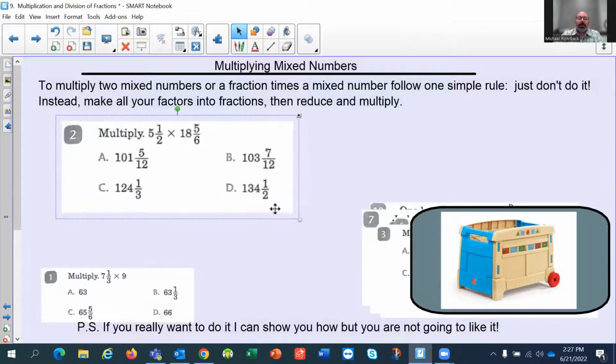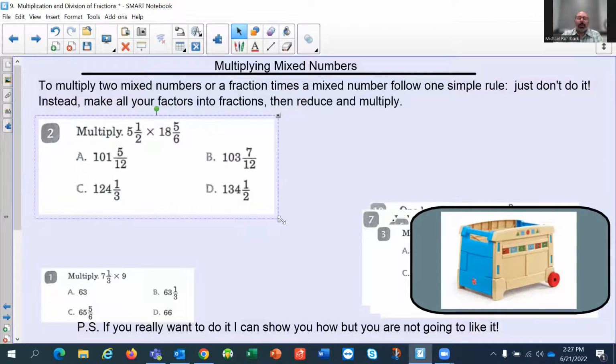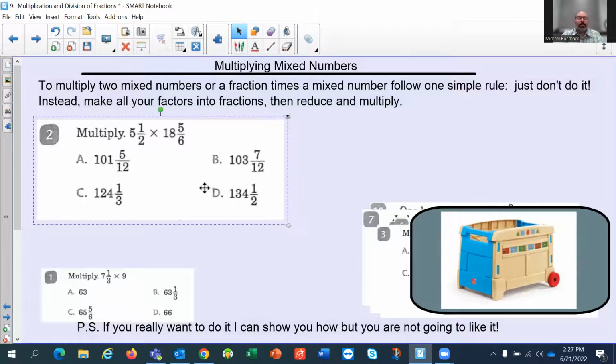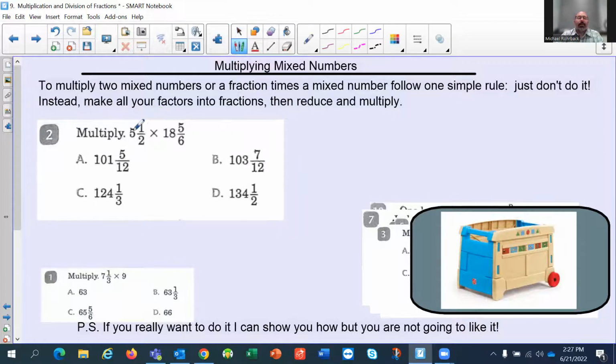This time they are both going to have, oh, I might need to pull out a calculator for this one. It's going to be a big number. It's okay. So you have 5 1/2 times 18 5/6. Okay, make them improper. So 2 times 5 is 10 plus 1 is 11. So 11/2 times 6 times 18.